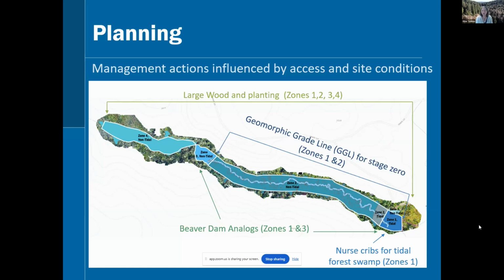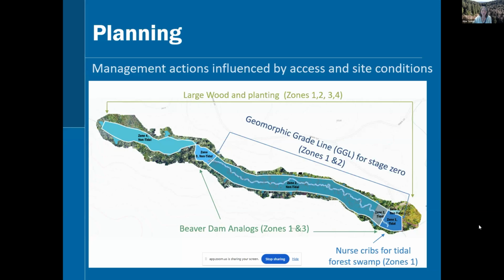In this larger Zone 2, Zone 1 area, we use geomorphic grade line for our relative elevation model. So this is to get us to our stage 0 restoration objectives using process-based restoration. So that's where it's graded to 1% grade line, and then the water develops its own flow pathways across the valley floor.